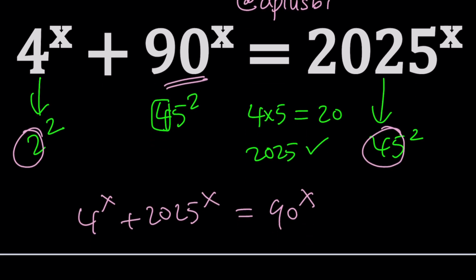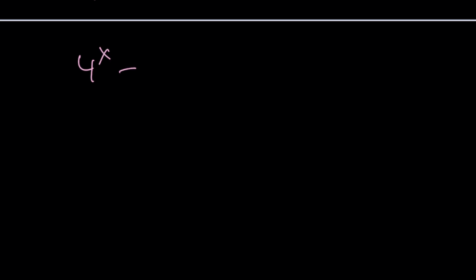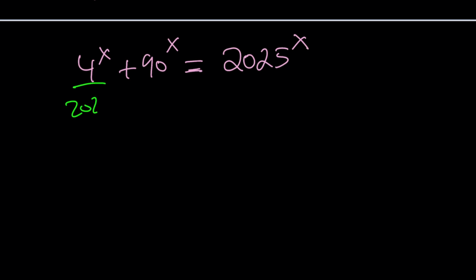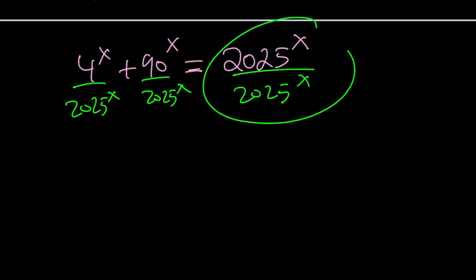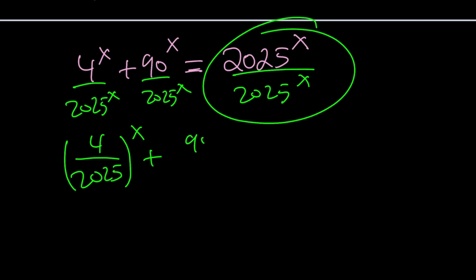Anyways, to be able to solve this problem, first we're going to rewrite it, and then we're going to do the following. Since 2025 is the largest base, we're going to divide everything by 2025 to the power x. Let's do it. And this is definitely going to give us 1 here, right? That's good. This is 1. And now, what about these? This is 4 over 2025 to the power x, and this is 90 over 2025 to the power x, and that is equal to 1.